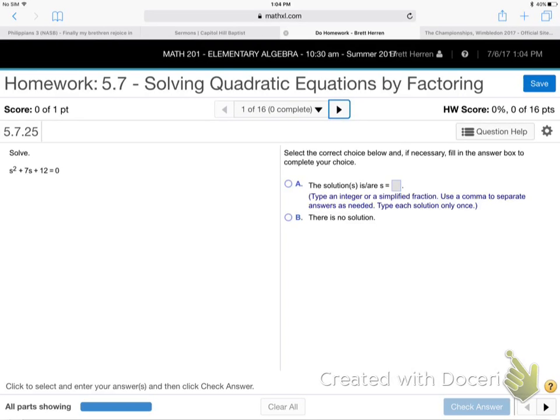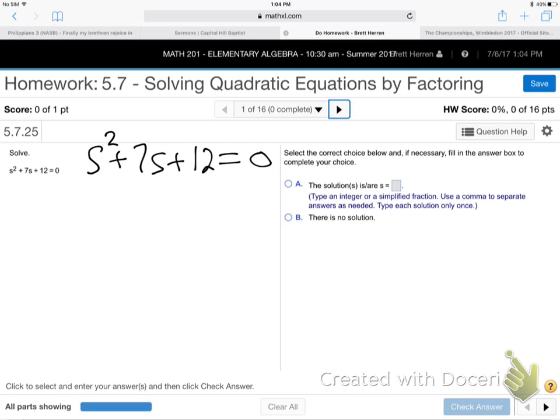Okay, so this is our last section for the day. s squared plus 7s plus 12 equals 0. What's different about this question from everything else we did today and yesterday? One little symbol. Equals. That makes a big difference. When that equals is in there, you need to go a little further in the question.